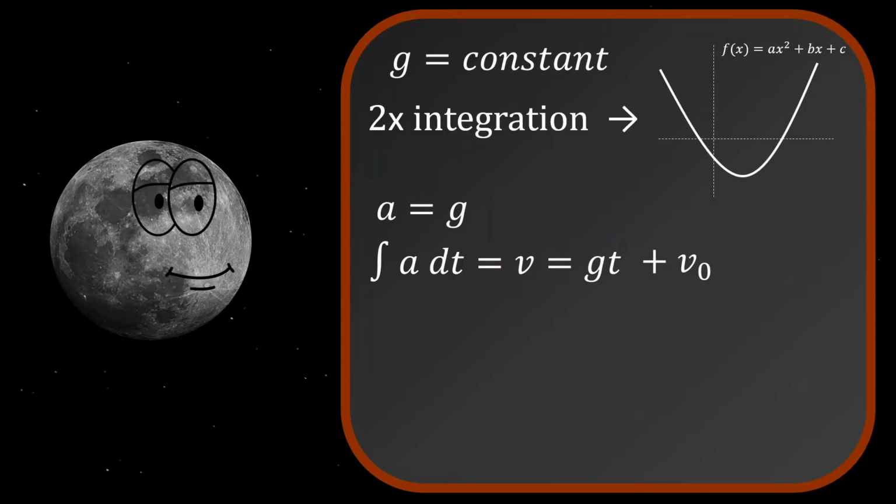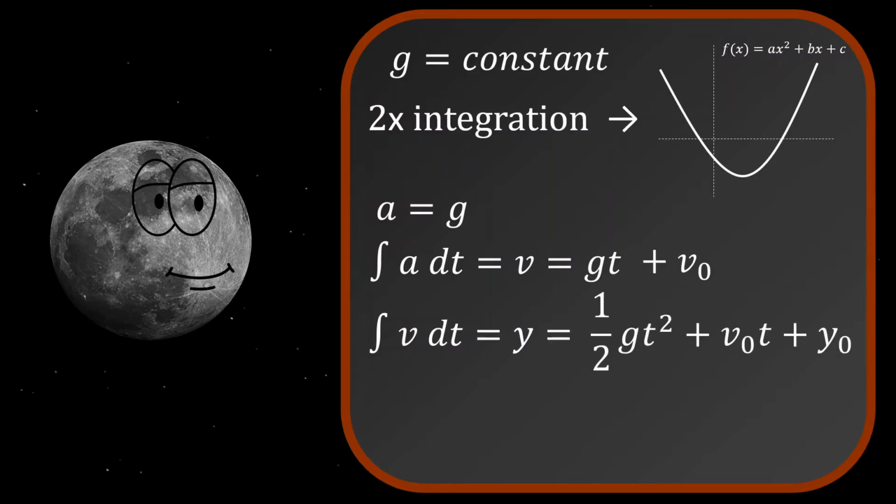And now, if we integrate velocity, we get a position. Doing the integration and slapping on the constant, we get the equation for a parabola. To see this, compare it with its general form.